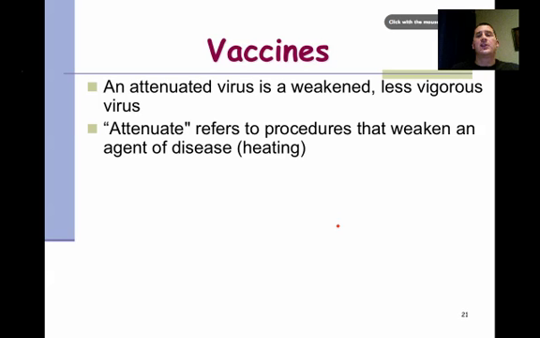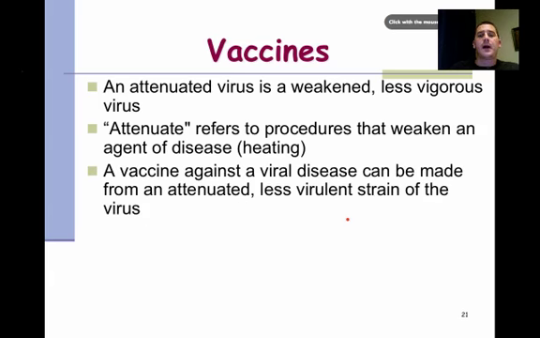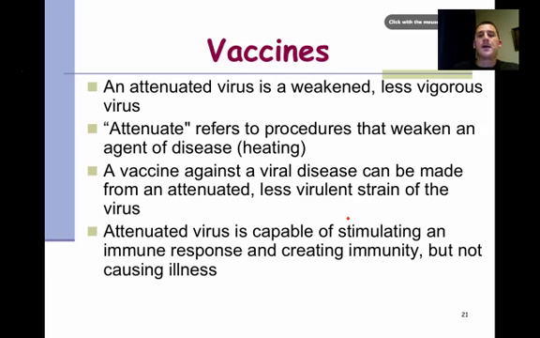So vaccines are a weakened, less vigorous form of the virus. When you attenuate something, it refers to the process that weakens it, which most of the time is by heating. It's a less virulent strain of the virus, and it usually does not make you sick. Okay? It is capable of stimulating an immune response and creating immunity. It's a passive immunity because you only need it if you actually need it. Just because you get a flu vaccine doesn't mean you're going to come in contact with the flu virus. But if you do need it, it's there, it's passive, and you have it. It's ready to go in case you need it.